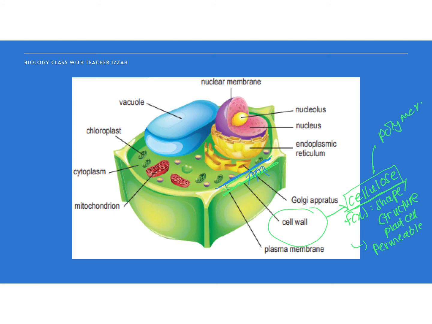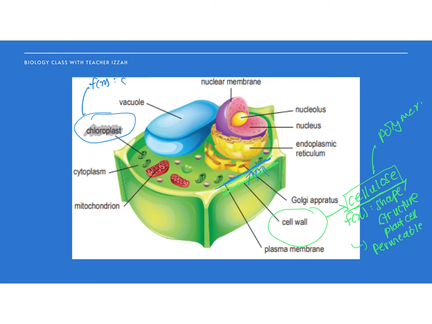Okay, so we move on to the next one. After the cell wall, the additional or different part of the plant cell compared to the animal cell is the chloroplast. So chloroplast is the site, tempat, where photosynthesis can happen.